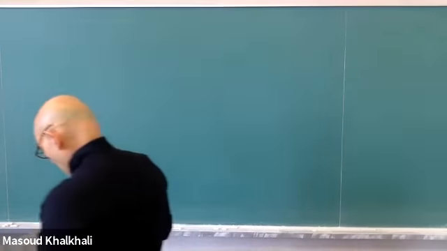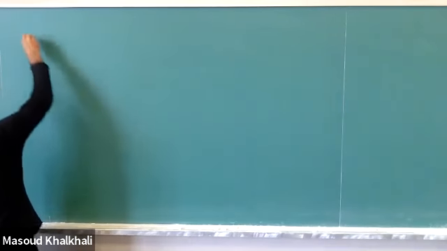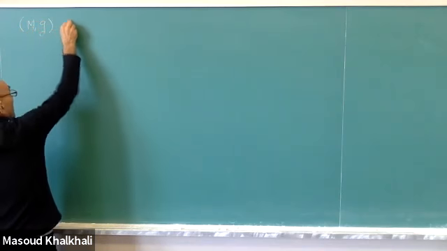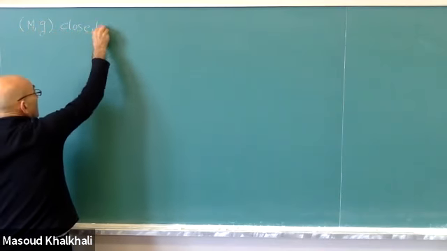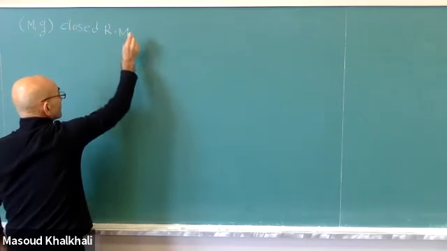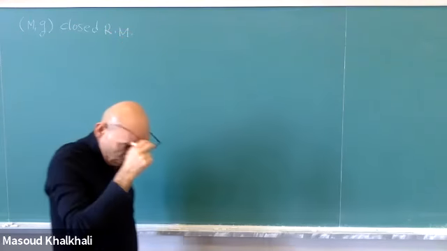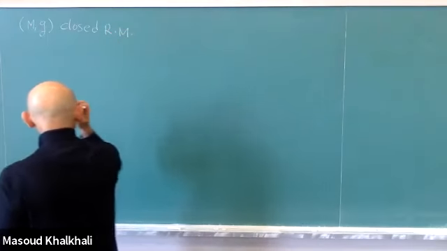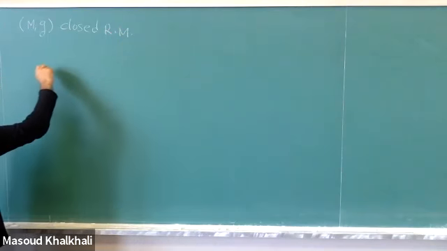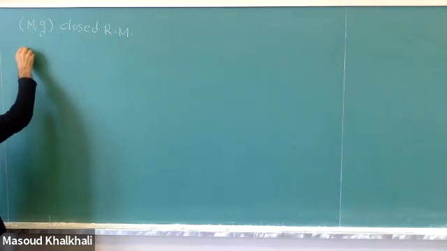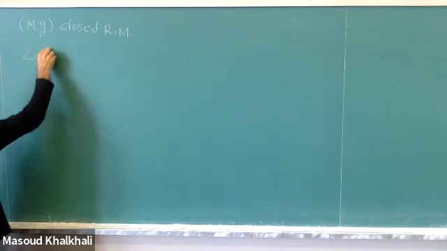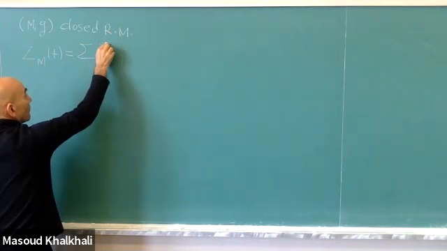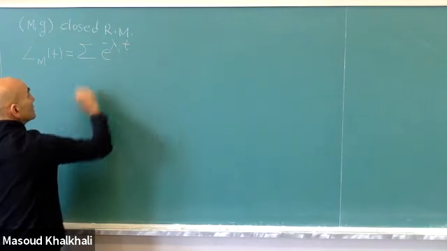Okay, very good. So remember we had this M, a closed Riemannian manifold. So we discussed two counting functions, generating functions for eigenvalues. One was this Z(M, t), which is the sum of exponential of minus lambda_i t.